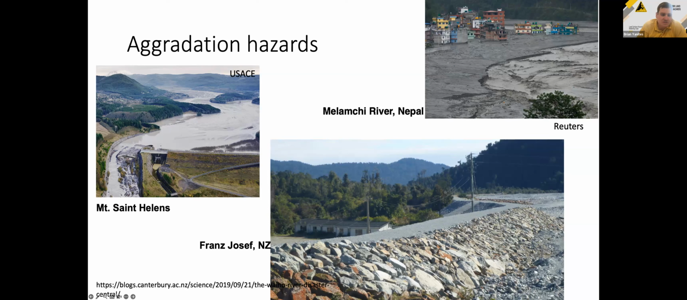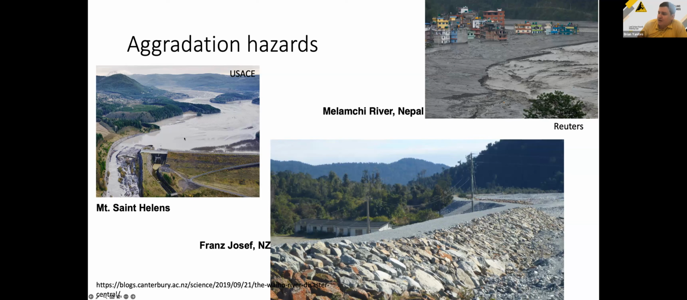This is Franz Josef in New Zealand, where the river is aggrading at something like 16 centimeters per year as glaciers retreat in the Southern Alps and overwhelm the fluvial system with sediment. You can see that this motel down here wasn't necessarily built below the riverbed on purpose.